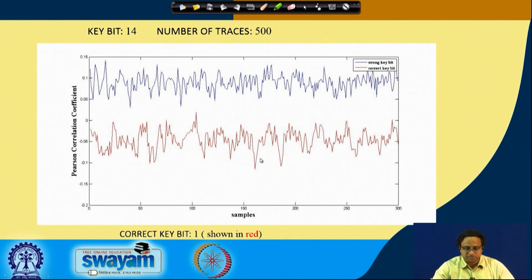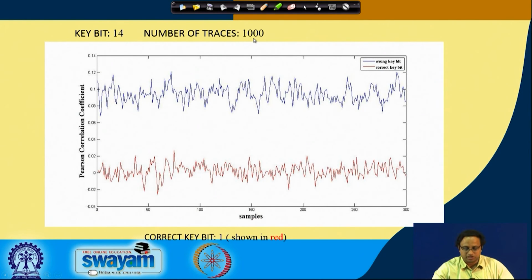Now when I increase the number of power traces, I see the separation is quite nice. In this case the correct key bit is shown by the red color, and you can see that there is a more negative correlation, which is what we are expecting here, and therefore we can correctly say that the correct bit in this case is 1. This is shown in the red color here. If you take 1000 traces, the separation is even more.